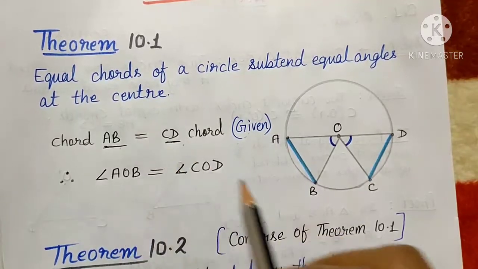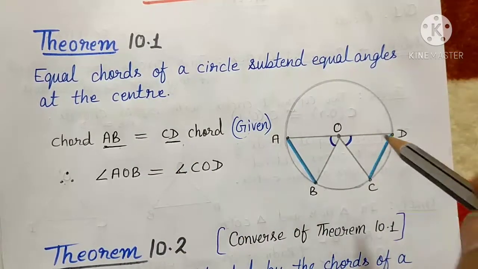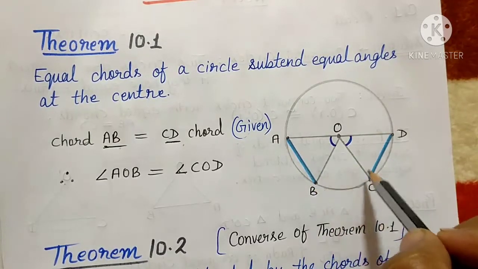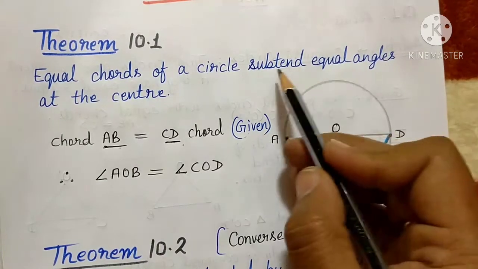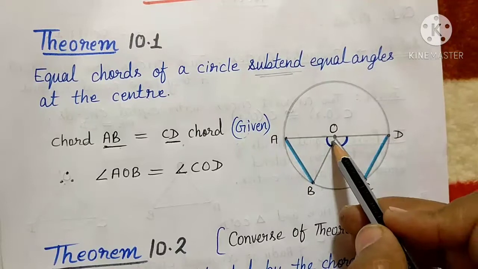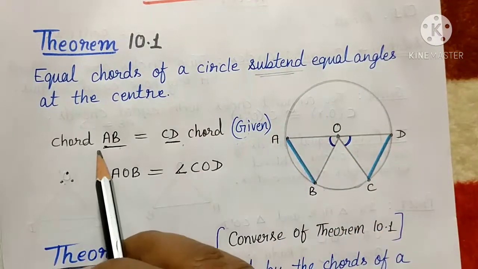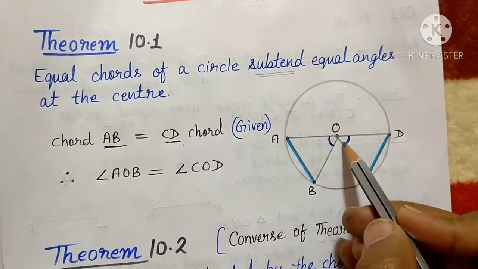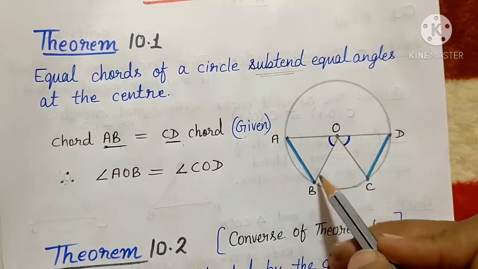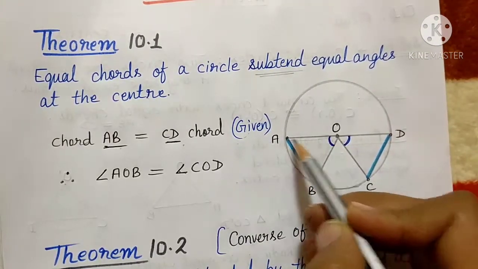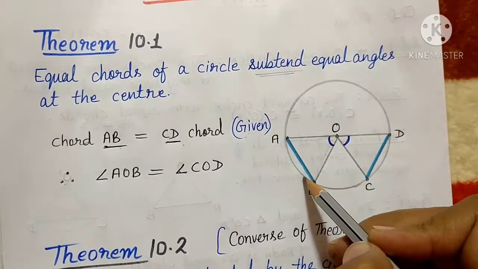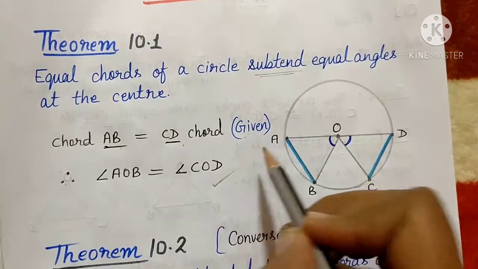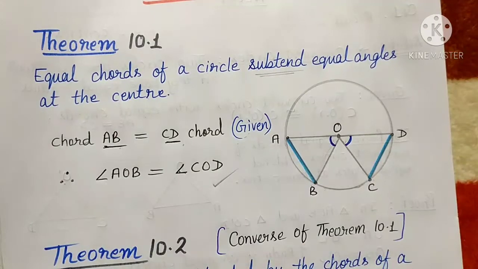According to this theorem, if two chords of the same circle are equal, then the angles made by these two chords at the center, or we can say the angles subtended by these two chords at the center, will also be equal. So chord AB is equal to chord CD, therefore angle AOB will be equal to the angle made by chord CD, which is angle COD. So angle AOB equals angle COD. This is theorem 10.1.